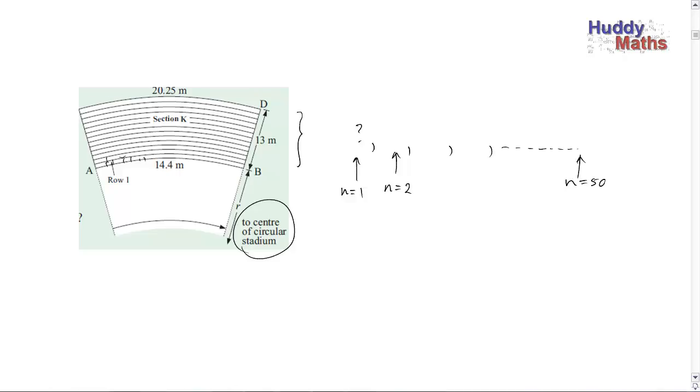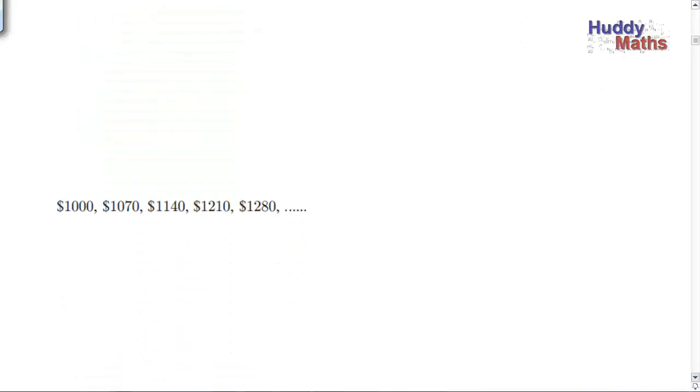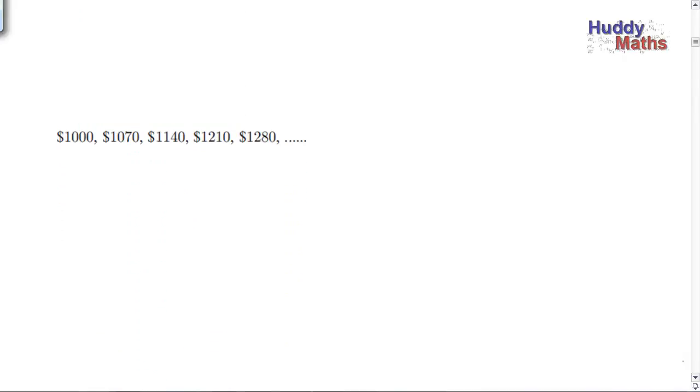And that's our mathematical model, our mathematical description of the practical situation. Come down, there might be one that you recognise here from more junior maths. We've got $1,000, then it's 1,070, 1,140. So the first term is n equals 1, n equals 2, etc. And what does this look like to you?